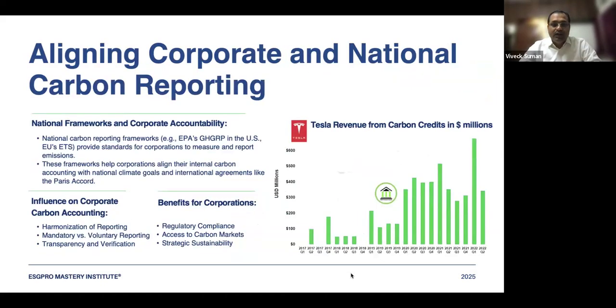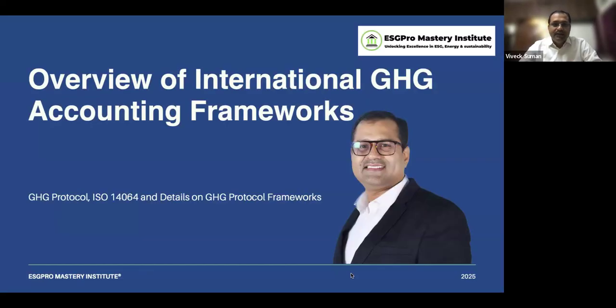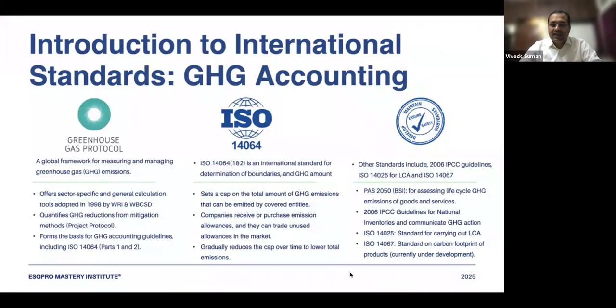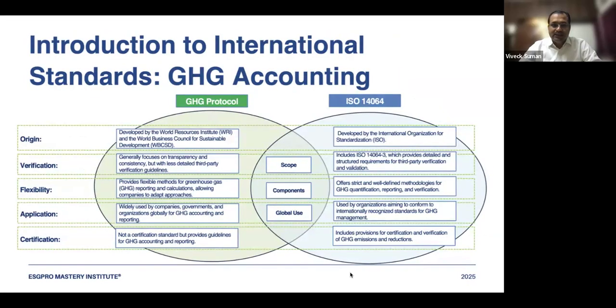Clear? We have also looked into the Tesla case and how Tesla is really capitalizing on ETS and the EPA GHGRP program and making a profitable business for themselves. After this, we started looking into the international GHG accounting framework, where we compared greenhouse gas emissions with ISO 14064. We also looked into ISO 14040, which is for LCA, and ISO 14067, which is for product LCA. So we looked into PAS 2050, which is a BSI standard, as well as project and product standards under ISO.